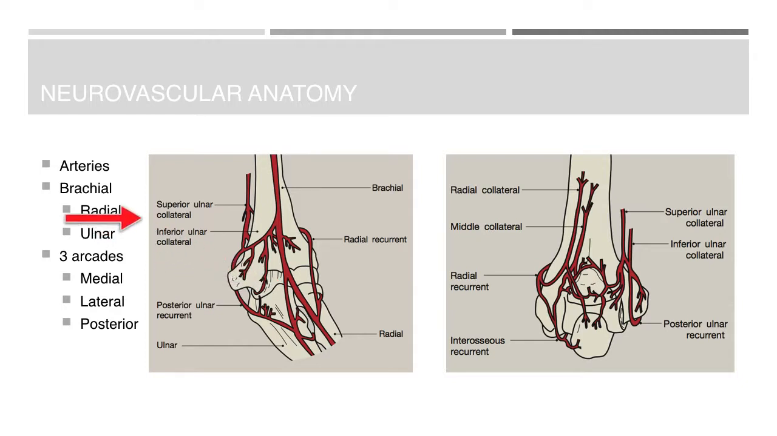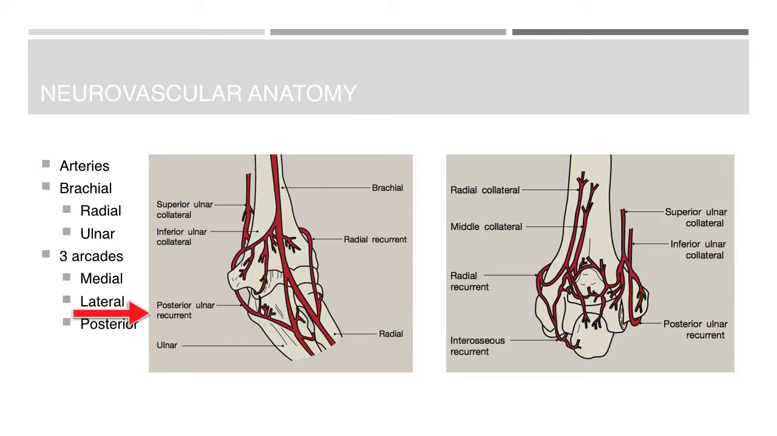Starting with the medial arcade, which is formed by the superior and inferior ulnar collateral branches from the brachial artery. They anastomose with the posterior ulnar recurrent branch of the ulnar artery around the medial epicondyle. The medial arcade supplies the medial epicondyle, the medial aspect of the trochlea, and the posterior medial olecranon.